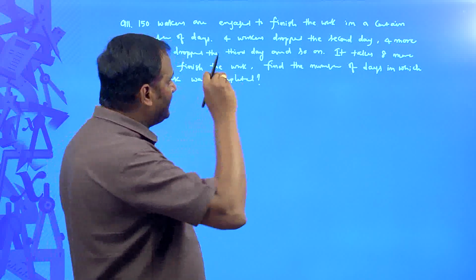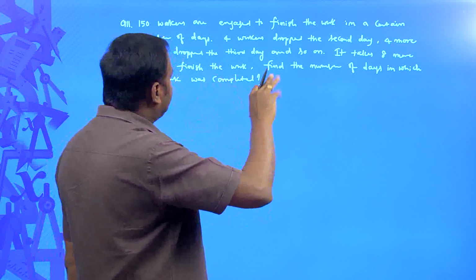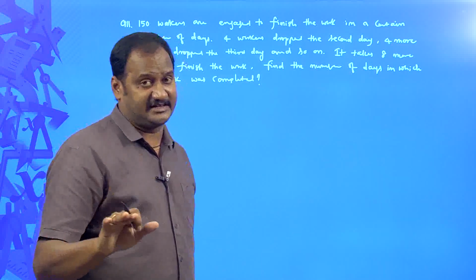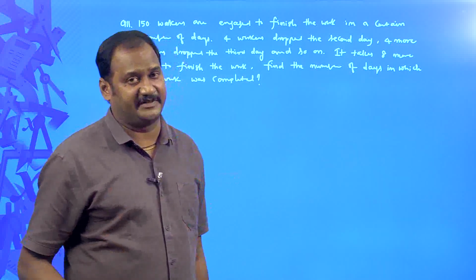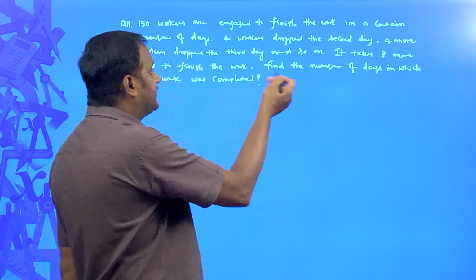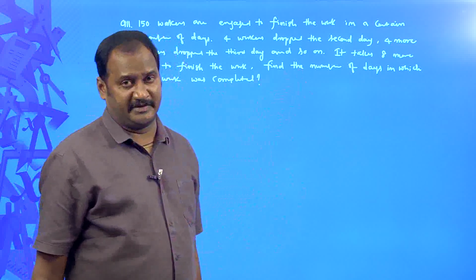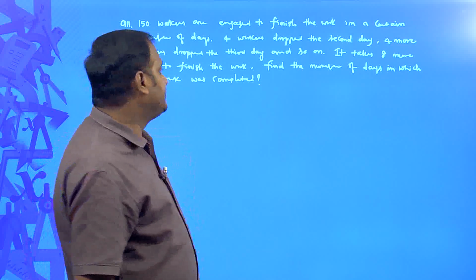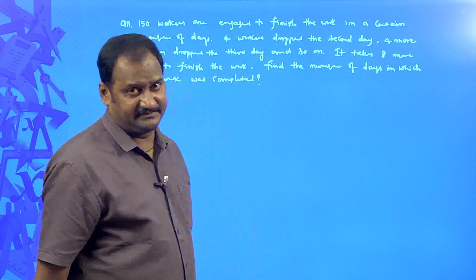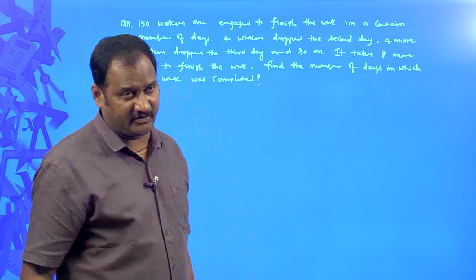Then just because of that, it takes 8 more days to finish the work. How many days? 8 more days. Otherwise it can be completed within the given period of time, but it takes 8 more days to finish the work because of this dropping of 4 members each day. So, here you need to calculate, find the number of days in which the work was completed. We do not know how many days are required.